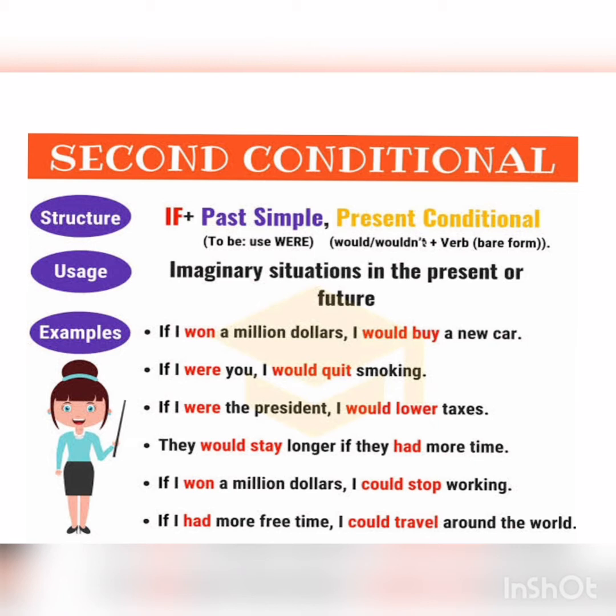In past simple, there are several things. For example, we can use was or were as a verb, or we can use had as a verb, or we can use the second form of verb, or we can use did with first form of verb. So if I won $1 million, I would buy a new car. If I were you, I would quit smoking. If I were the president, I would lower taxes. They would stay longer if they had more time. If I won $1 million, I could stop working. If I had more free time, I could travel around the world.